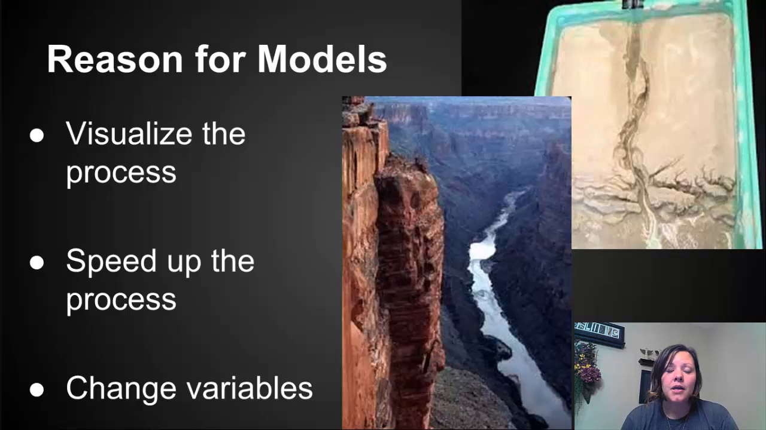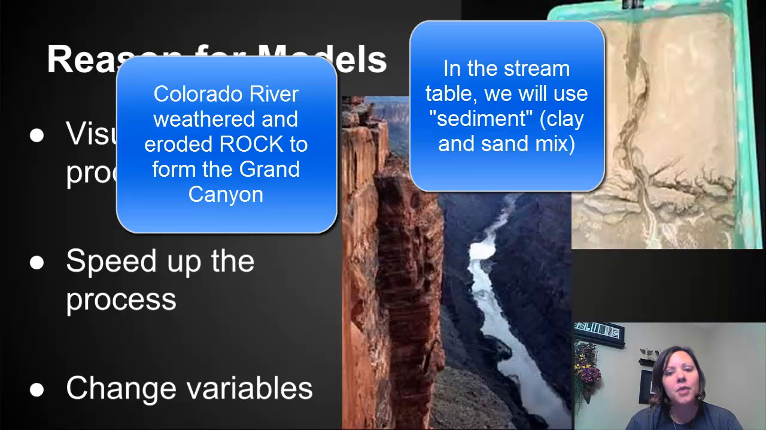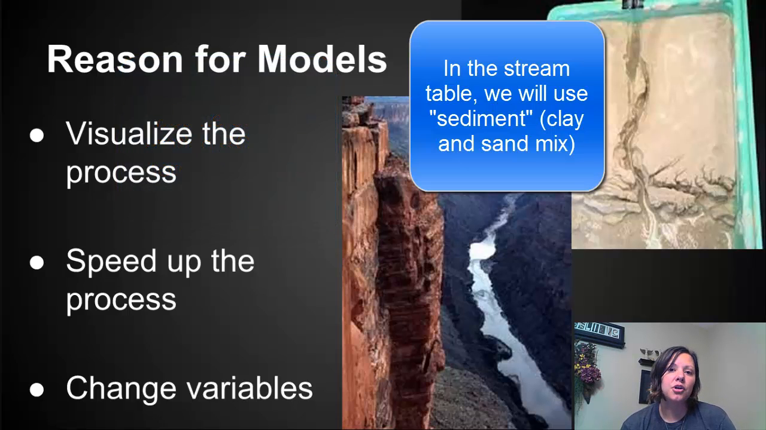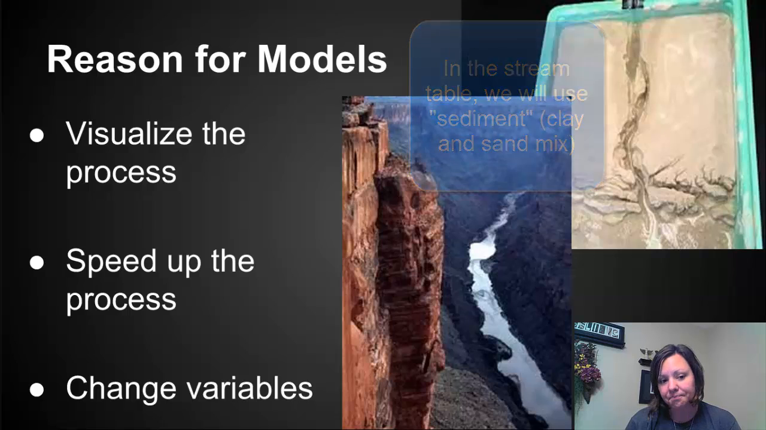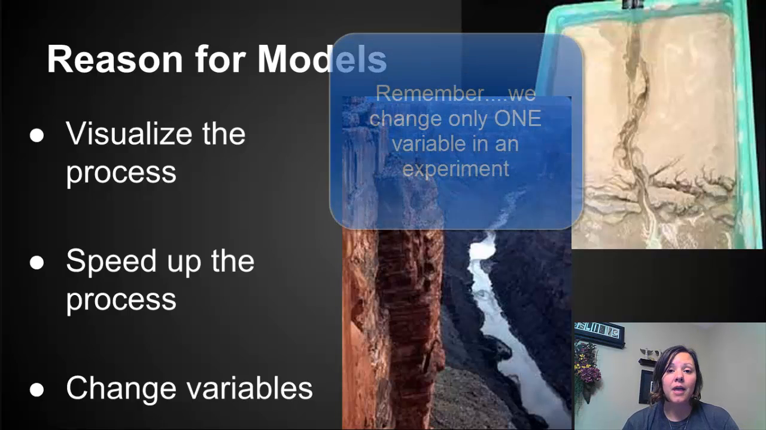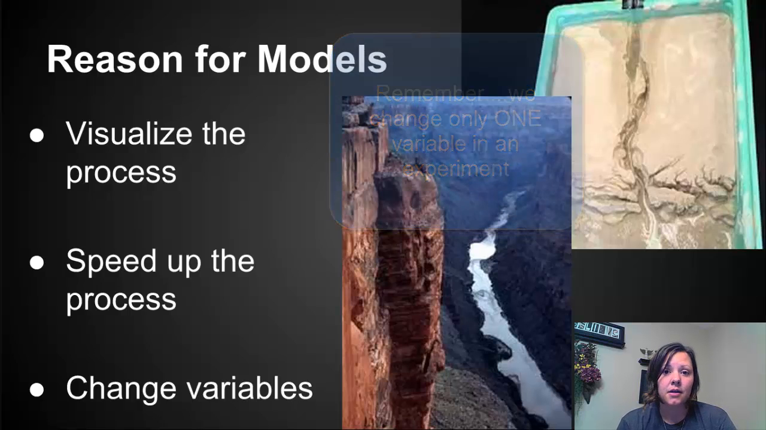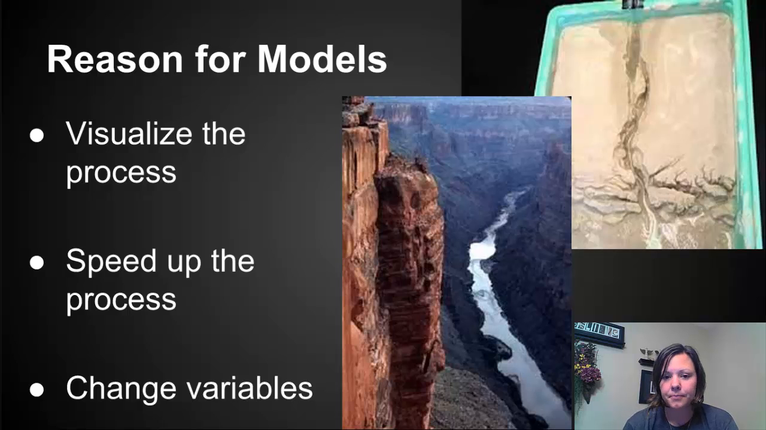The other part with models is that it allows us to speed things up. The Grand Canyon took a long time to form, so instead of using rock, we're going to be using a sand-clay mixture. We're going to be using sediments. That will help us speed up the process and still get the same idea of how the whole canyon was formed, but in a lot less time. Lastly, we use models because we can change variables and then investigate what things affect the possible formation of the Grand Canyon.